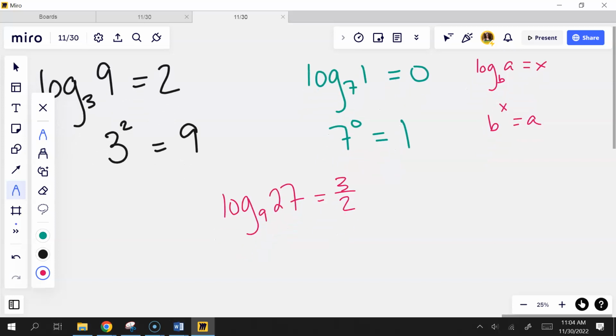How about this one? What's the base? 9. What's the exponent? Equals. Is that true? Exponent of 3/2 means square root cubed. Square root of 9 is 3, 3 to the third power is 27. It is true. Remember what this means. This means the second root of 9 to the third power. Square root of 9 is 3. 3 to the third is 27.